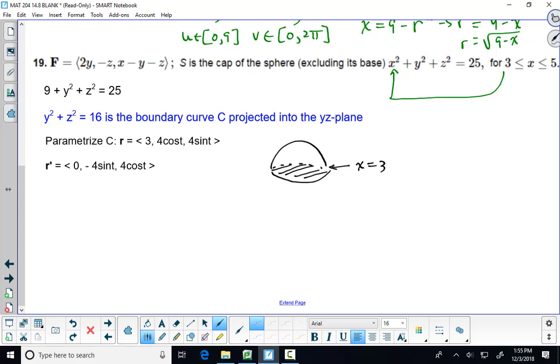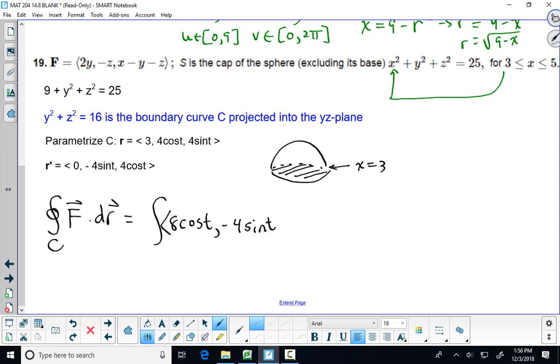So now with Stokes' theorem, we're going to evaluate the field with our parameterized curve. So F of our parameterized curve. So we are going to do F dot dr over the curve, which is going to be the integral of the vector field with the parameterization plugged in. 2y, so that's 8 cosine of t, minus z, so that's minus 4 times sine of t.